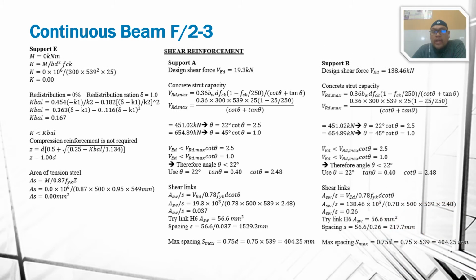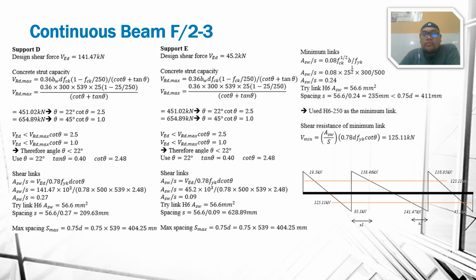For the shear reinforcement, I divided it into each support and I use the higher value of shear at each support. Design shear for support A, VED is 90.3 kilonewton. And I calculate the VRD max and I found out the VED is lower than VRD max for both theta. Then I use 22 degrees, tan theta is 0.4, cotangent theta is 2.48, and I get the spacing is 1529.2 millimeter. And I calculate the maximum spacing, it comes out at 404.25 millimeter. So I use the maximum spacing to compare. It's the same, repeated for support D and E.